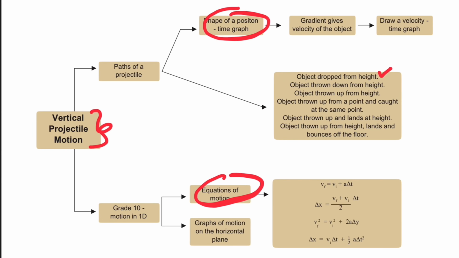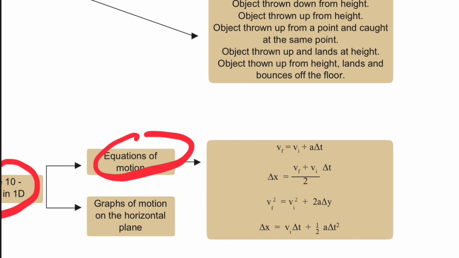In grade 10, you should have talked about motion in one dimension, right? And the equations that accompany that topic. We have Vf equals Vi plus a multiplied by the change in time, right? And another formula we have: delta X equals (Vf plus Vi) divided by 2 multiplied by the change in time. And then Vf squared equals Vi squared plus 2a delta Y. Lastly, delta X equals Vi delta T plus a half a delta T squared.